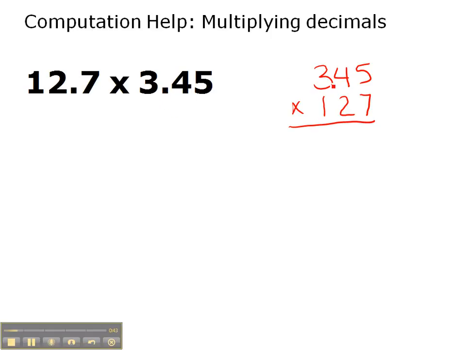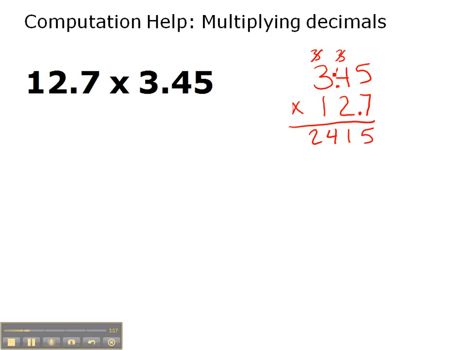After I set up my multiplication, I put the decimals back in my numbers, but I'm still pretending they're not there. But you need them at the end, and you'll see that after we do the multiplication. So I'm multiplying by the 7, and the 7 is in the ones place. So 5 times 7 is 35. Carry the 3. 4 times 7 is 28, plus 3 is 31. Carry the 3. 3 times 7 is 21, plus 3 is 24.